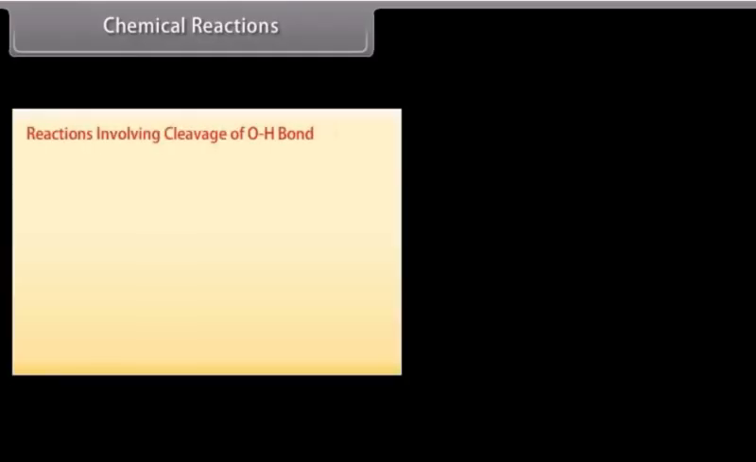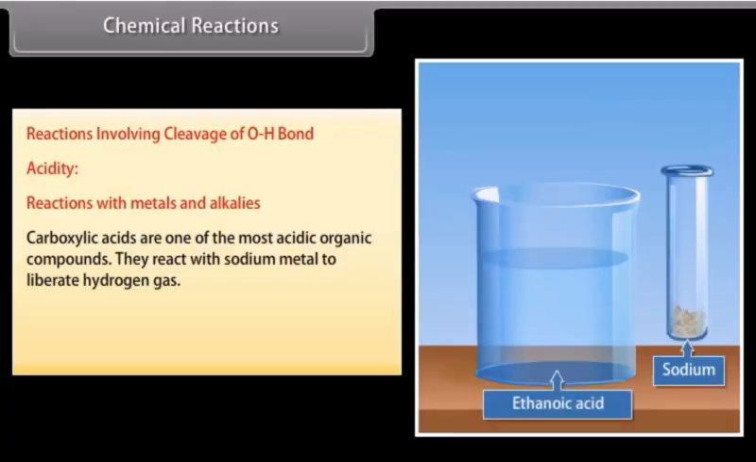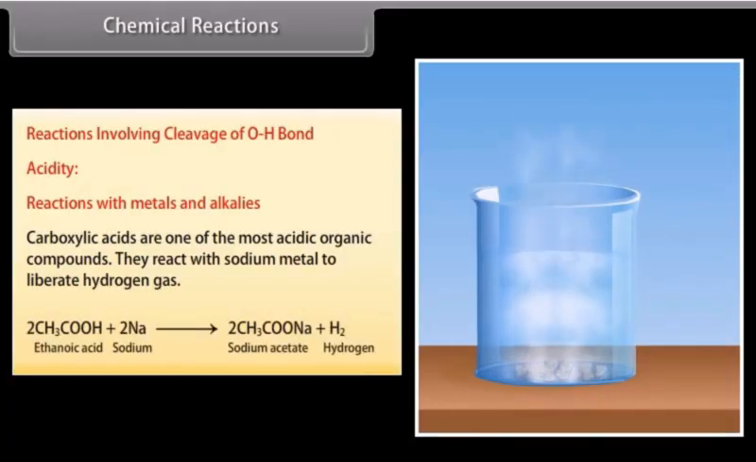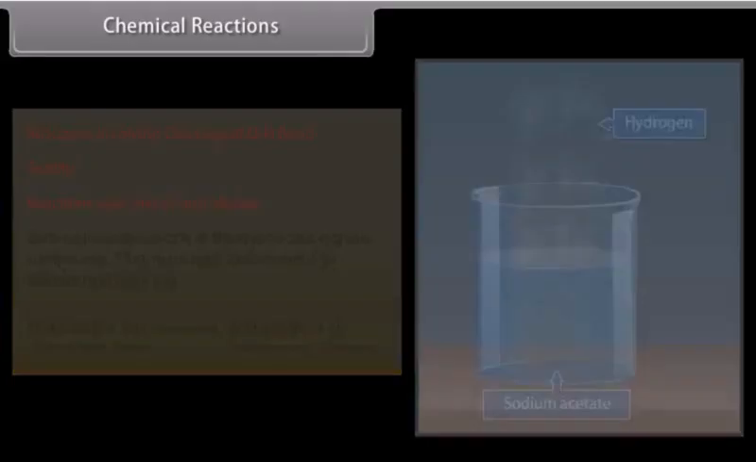Chemical reactions. Reactions involving cleavage of the O-H bond. Acidity: reactions with metals and alkalis. Carboxylic acids are one of the most acidic organic compounds. They react with sodium metal to liberate hydrogen gas. Sodium metal reacts with ethanoic acid to give sodium acetate and liberates hydrogen gas.